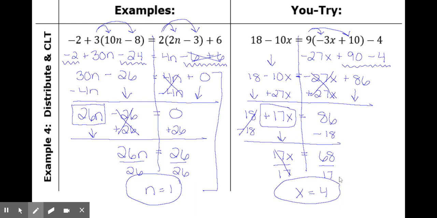So there you have it. There's 6 really good examples about how to solve equations with variables on both sides, including distributing, combining like terms, and a little bit of both.